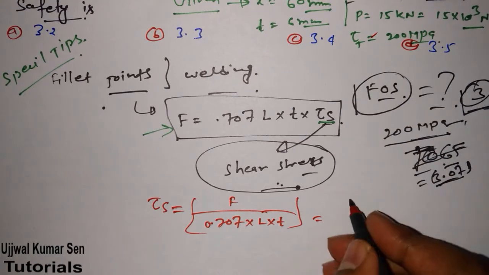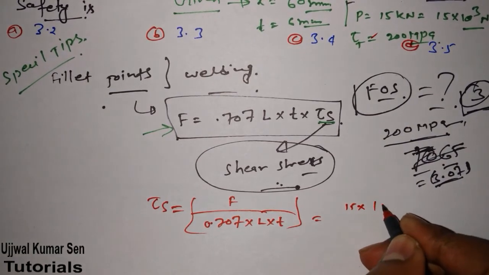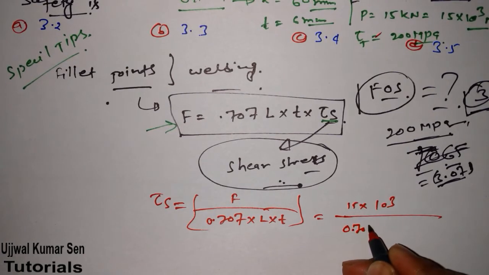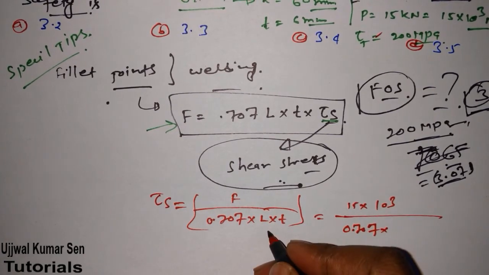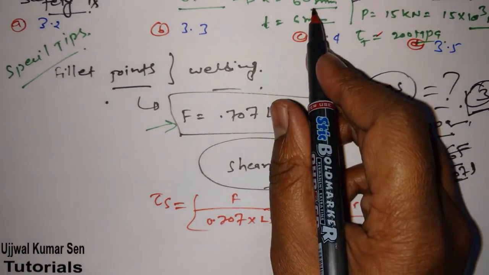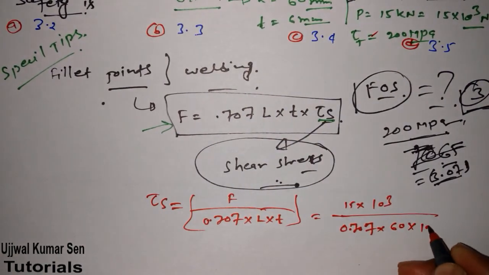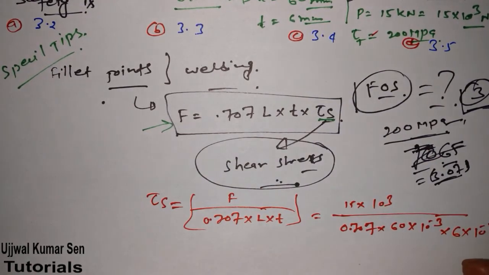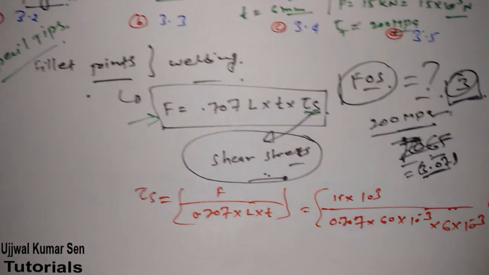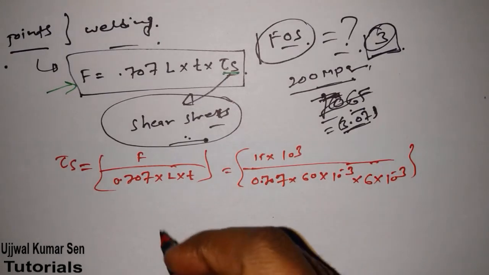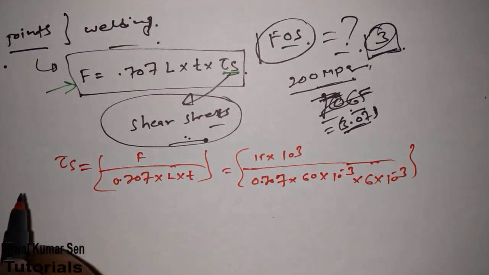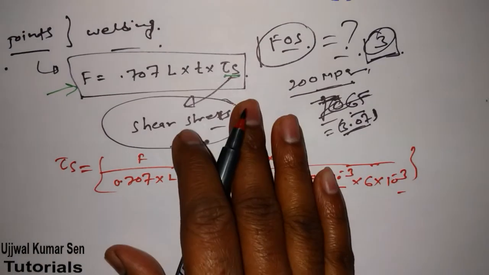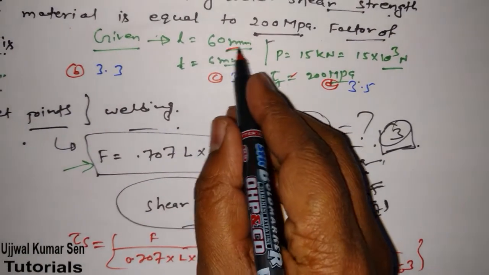15 kilonewton force, 15 into 10 to the power 3 newton. Now 0.707 is a constant. Length, what is length? Basically length here is 60, so 60 multiplied by 10 to the power minus 3, and thickness is 6 times 10 to the power minus 3. Why am I doing minus 3? Because I want to find the shear stress in SI units, that is Newton per meter square. That's why I did it, because the values here are given in mm.